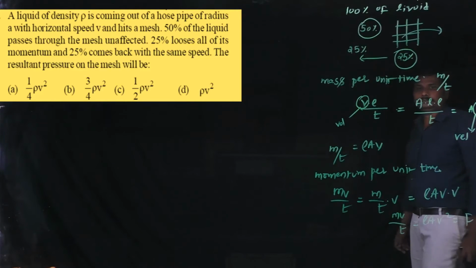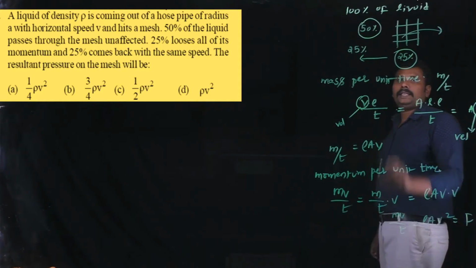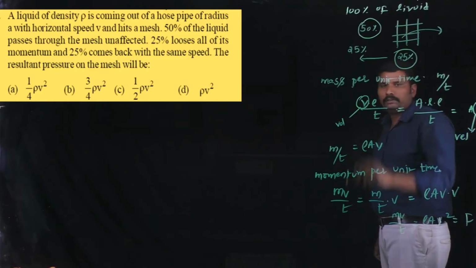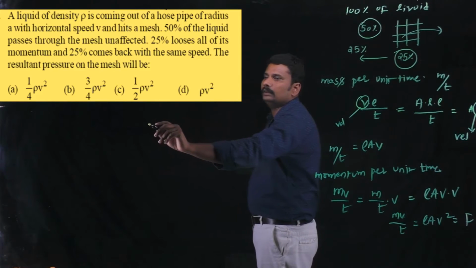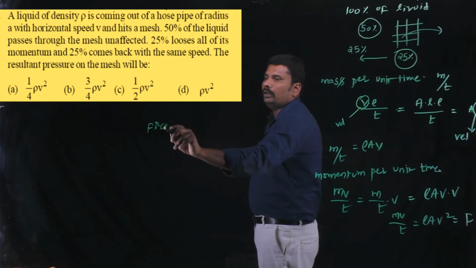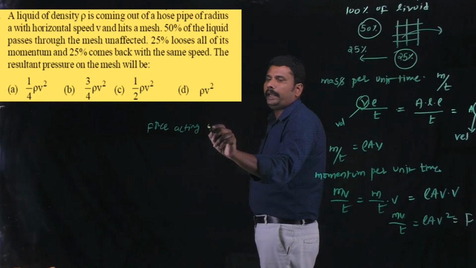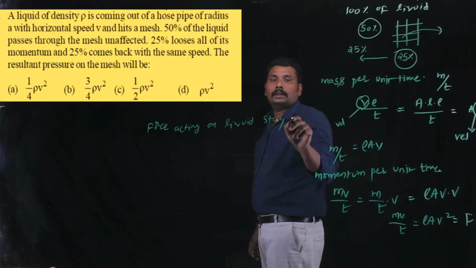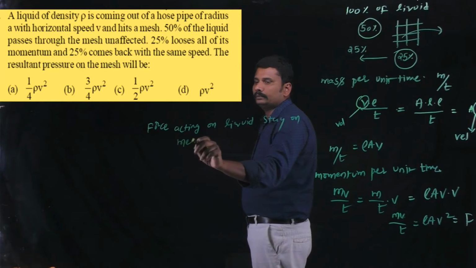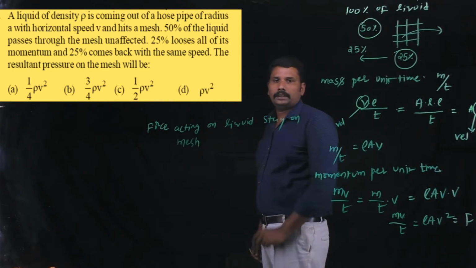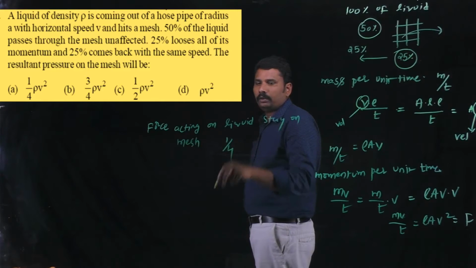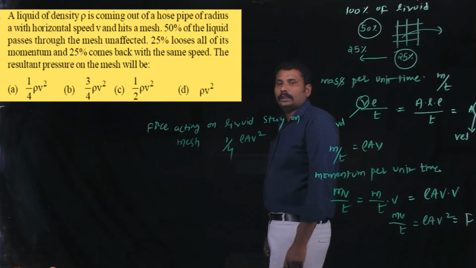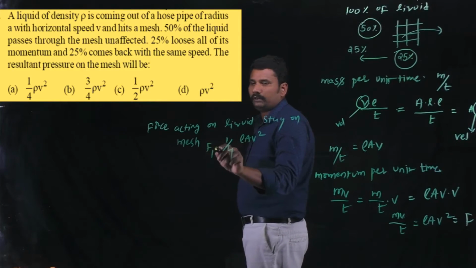Now, the force acting on the liquid which just stays on the surface of the mesh is about 25%. 25% means 1 by 4 into that force, rho a v square, and this is the force F1.